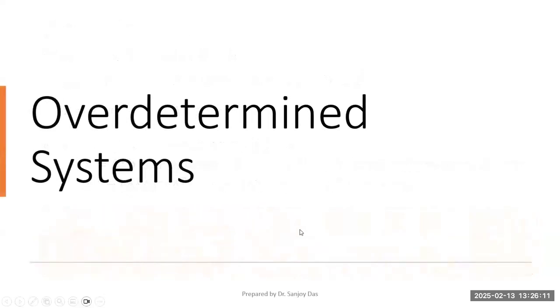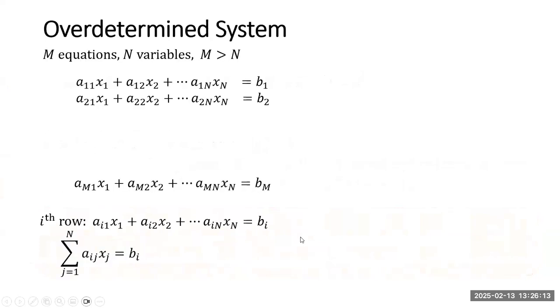So overdetermined systems is the first situation. We have m equations in n variables, where m is greater than n. M as in misery. And how many variables? x1 through xn, so n number of variables. So fewer variables, more equations to satisfy.